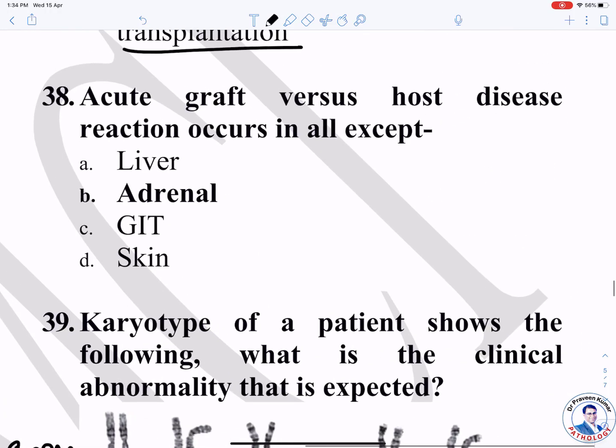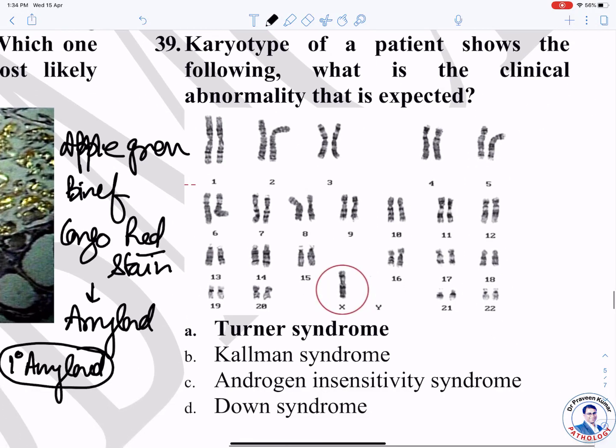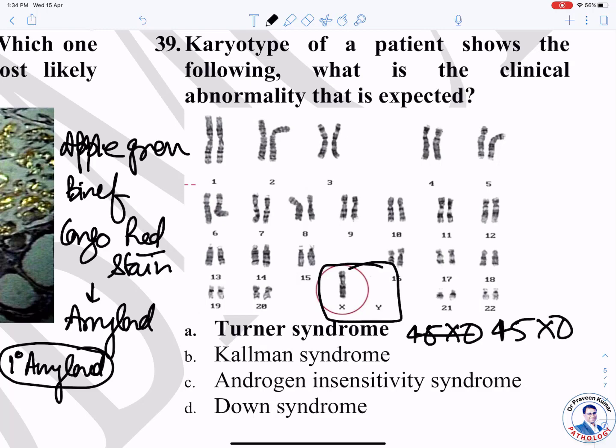38 is a straightaway question. I told you 3 of them are the mostly involved. It is liver, GIT and the skin. Therefore the answer is straightaway adrenal glands. It is adrenal glands. Again a straight question is showing you only one X and no Y. It is 45XO, and the straightaway answer is Turner's syndrome.